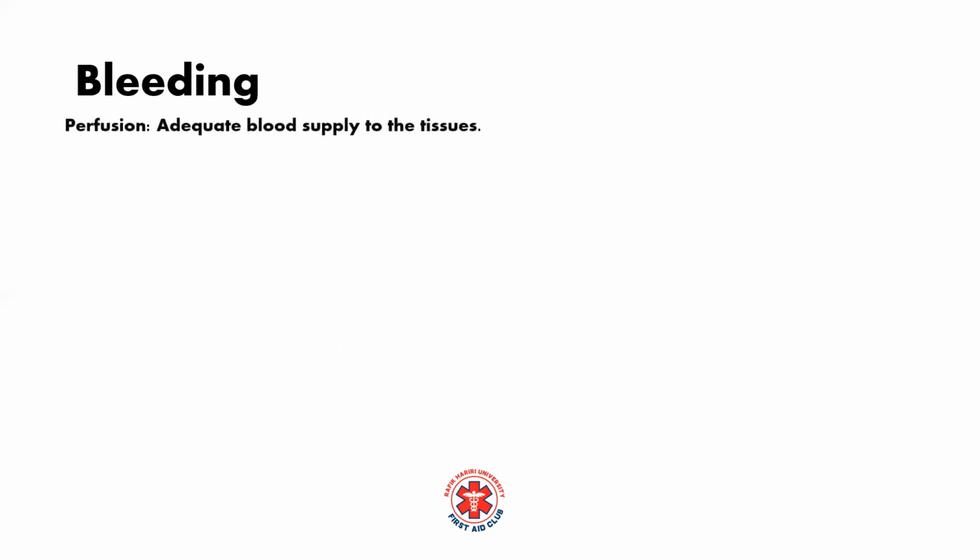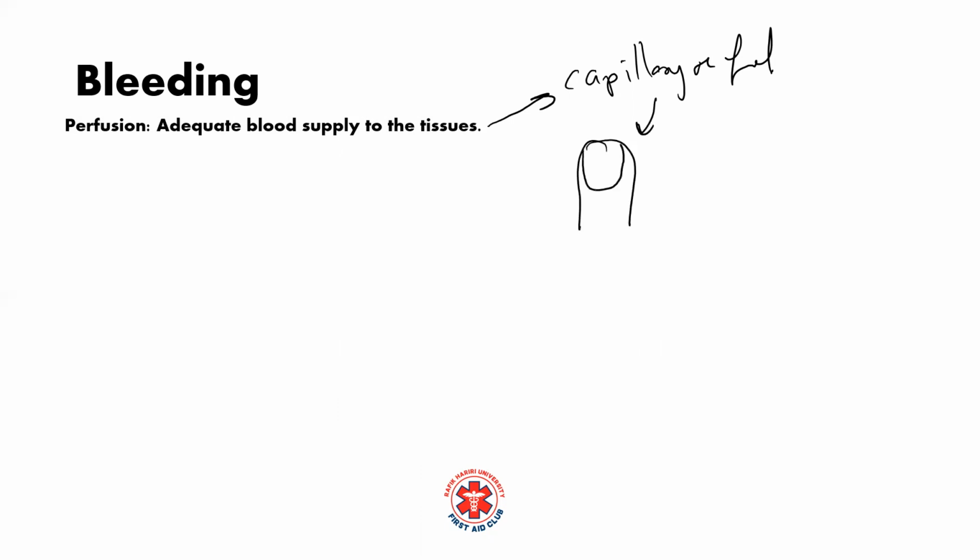Bleeding. Perfusion is adequate blood supply to the tissues, and we can test this via capillary refill. One way to do it is I can take the base of the nail and press on the nail and see how fast it refills. That's how I can see the capillary refill.